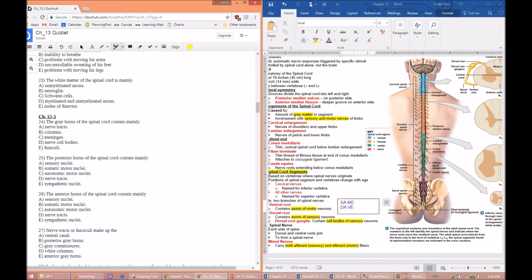The white matter of the spinal cord is mainly, answer is D, myelinated and unmyelinated.